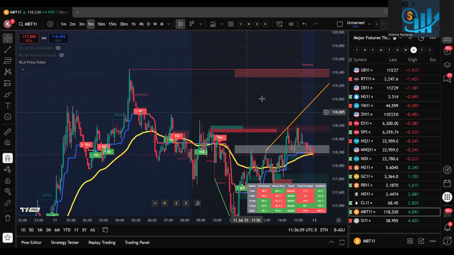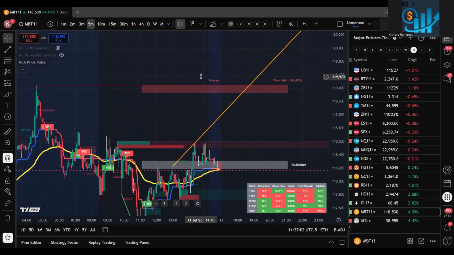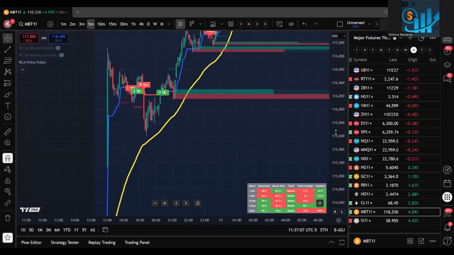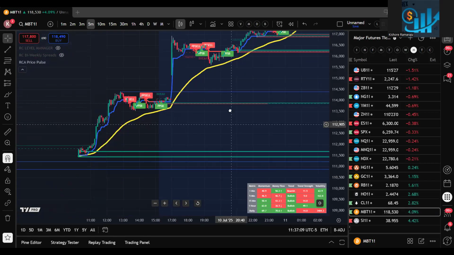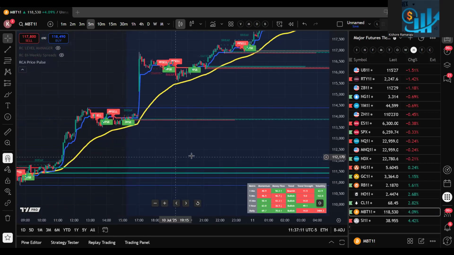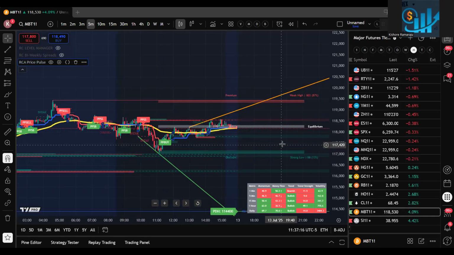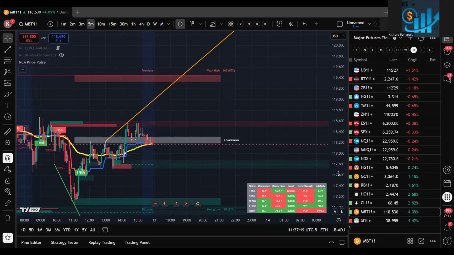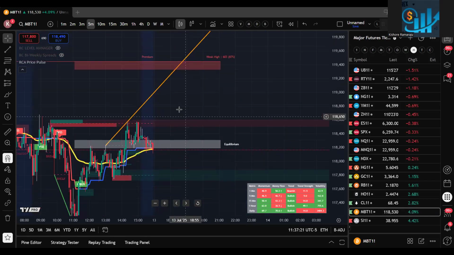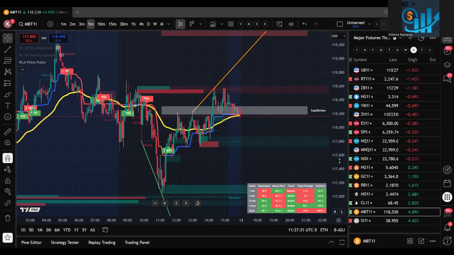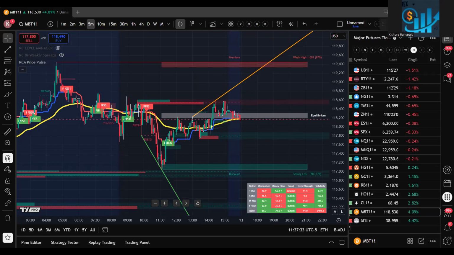The concept is the same. You want to sell close to the premium zone, and you want to buy close to the discount zone. You want to buy at the bottom and sell at the top. As long as this line is blue, you want to be on the long side. Whenever this line turns red and your candle starts dropping below it, you can take the short trades. So that is the price pulse indicator.